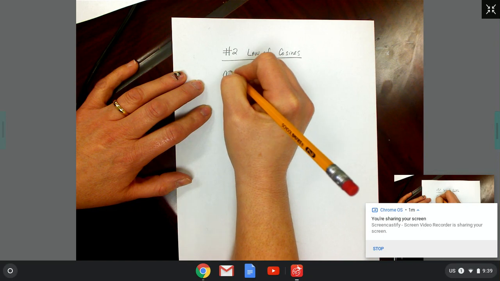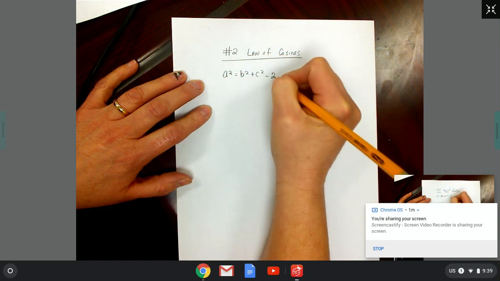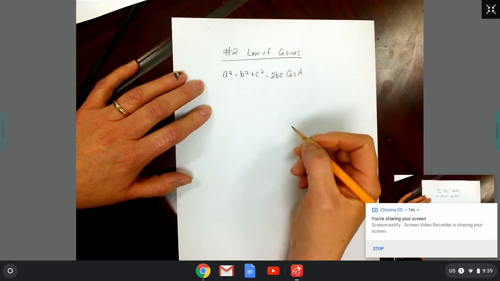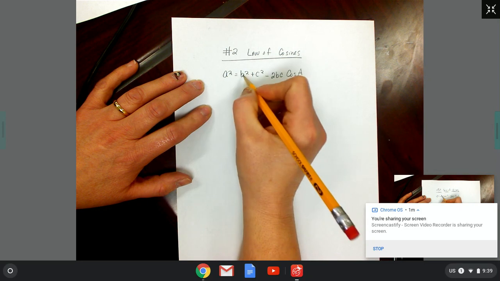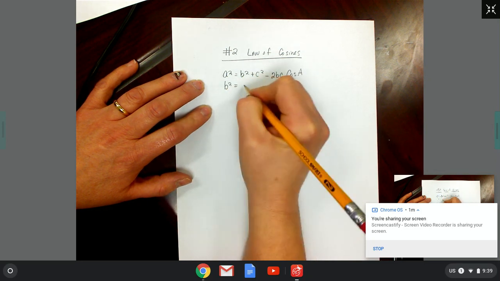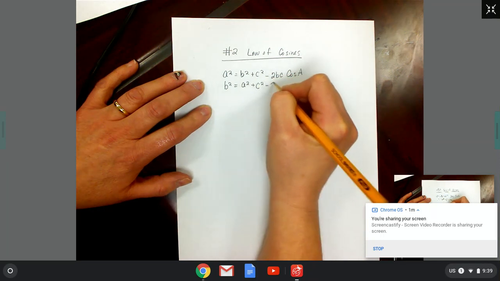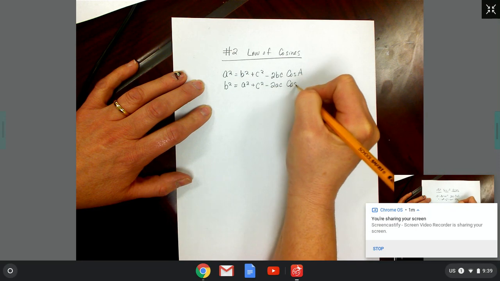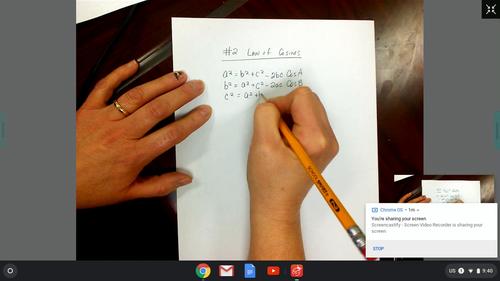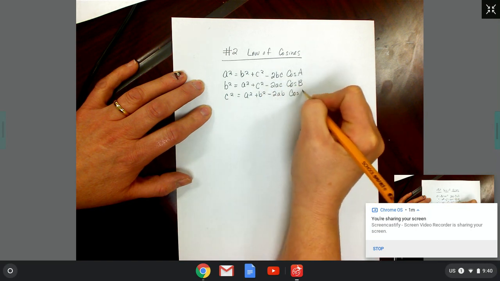The first one is a squared equals b squared plus c squared minus 2bc cosine a. Then the second one, you started out with b as your variable, so that'd be b squared equals a squared plus c squared minus 2ac cosine b. And the third one is c squared equals a squared plus b squared minus 2ab cosine c.